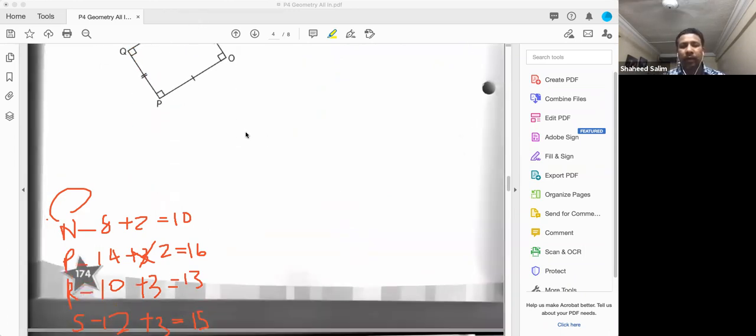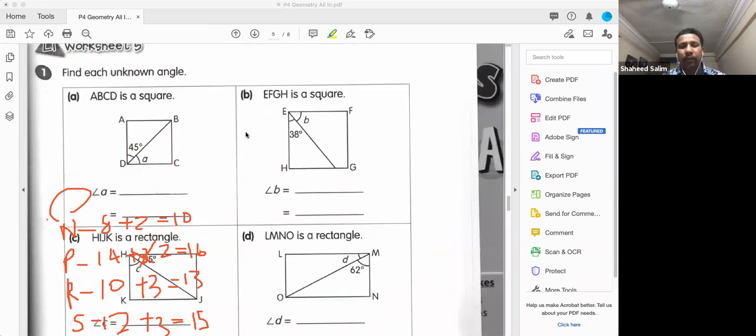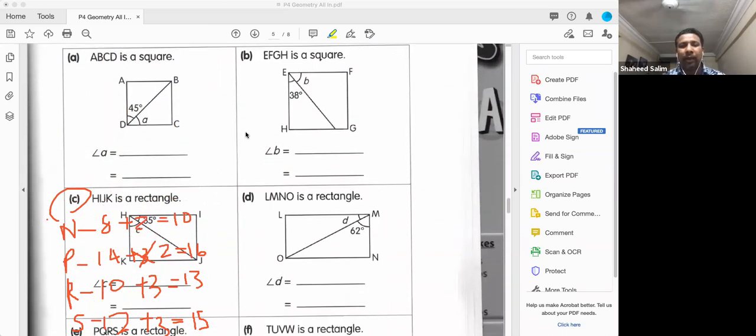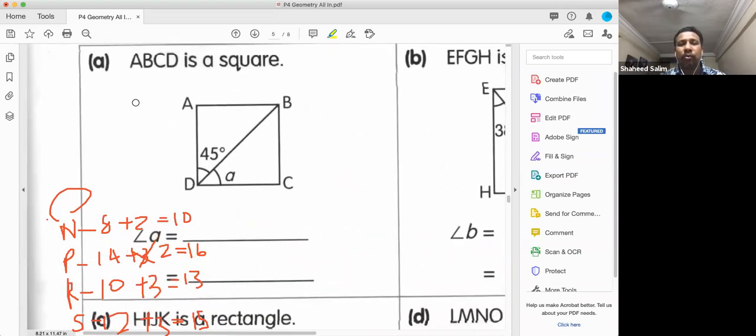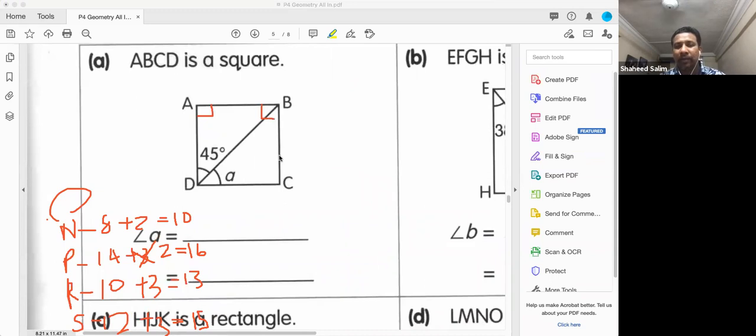Now, ready? Now angle. I just show you the first one. Because the other time, this is a square. What does it mean? That means this part here is 90 degrees. This part here is 90 degrees. This part here is 90 degrees. And this part here is 90 degrees.